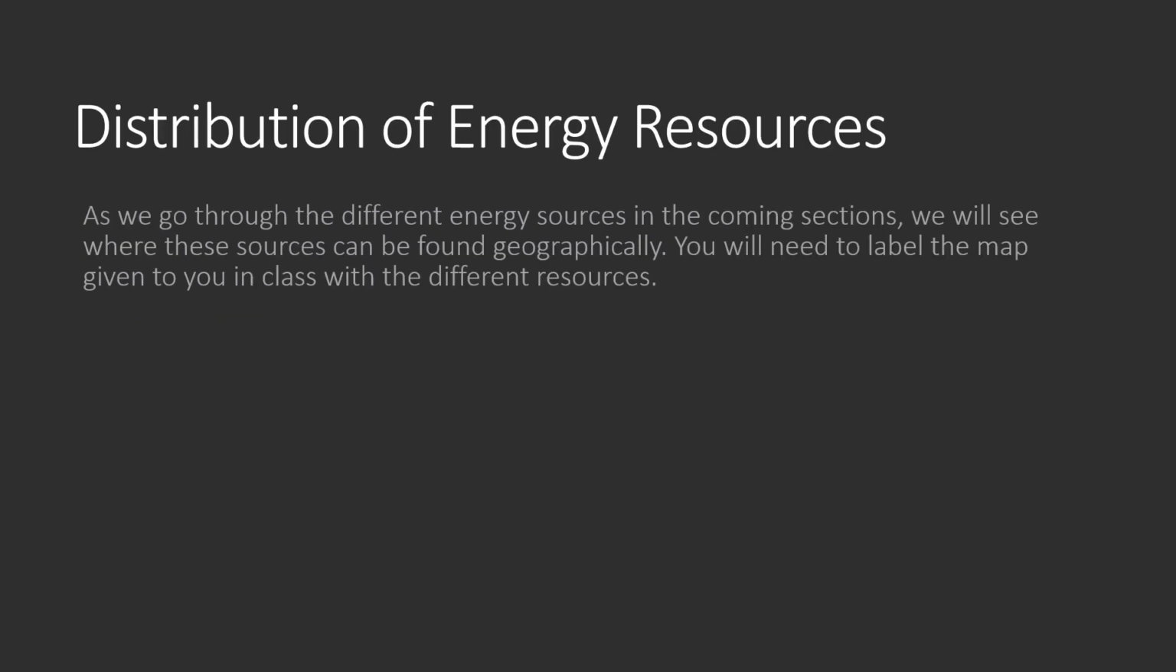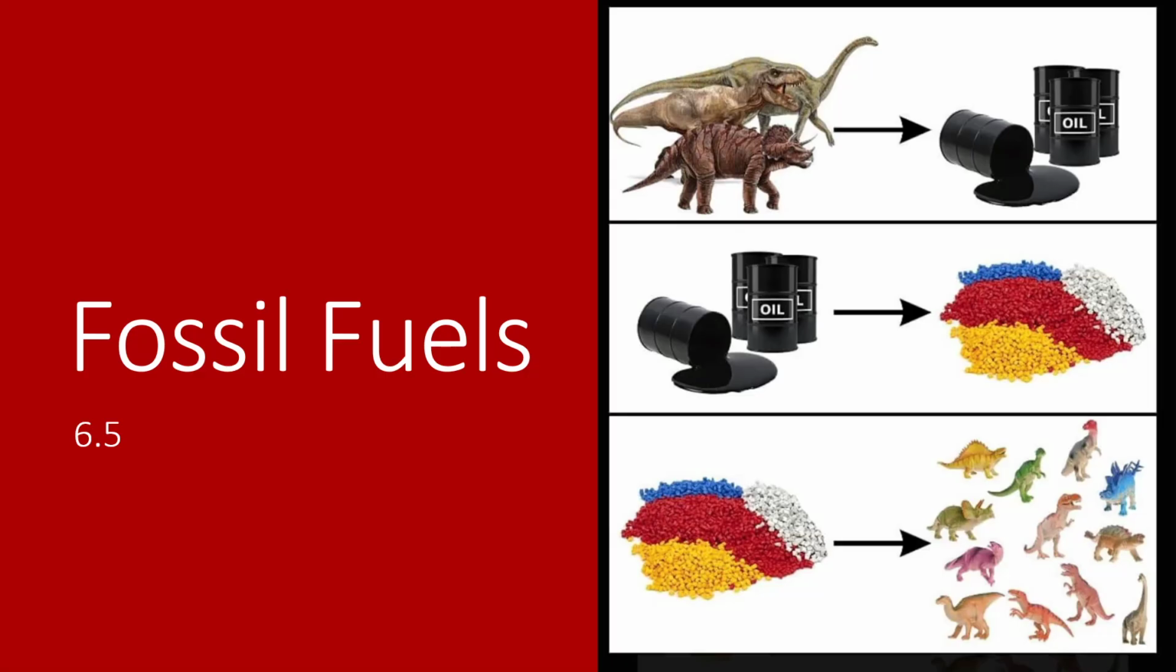Now, as we go through all of the different energy sources, there are going to be a few times where we're going to have a map to show you where you can find the majority of these resources. I'm going to give you the map in class so that you can use it. So when we get to these sources, you're going to want to color in or label the map with the different energy resources. So make sure you're doing that as you either watch these videos or if we do notes in class. So that is the end of 6.4.